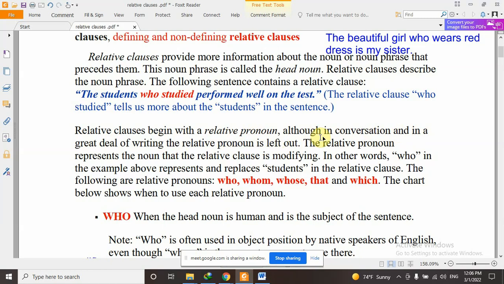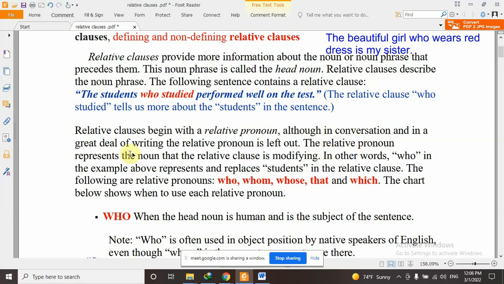We don't need to mention which or that or who if it is spoken.